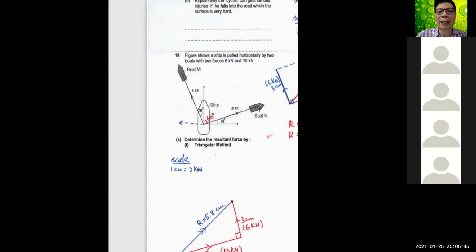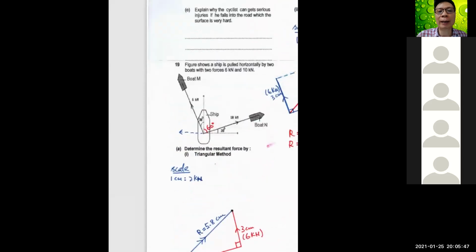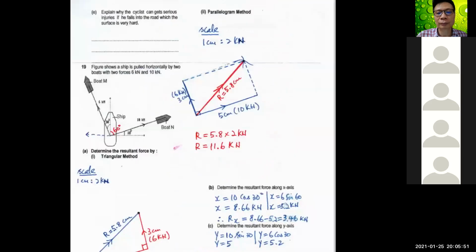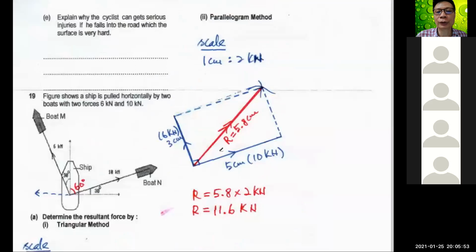After that, last week we also learned the parallelogram method. So do the same: draw the parallelogram, here 5 cm, 3 cm. Draw these two curves, then join up, and you also get the final answer. Now we don't use the triangle method or parallelogram method. Now you see sections B and C, how we solve them.